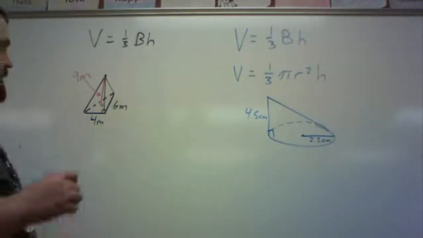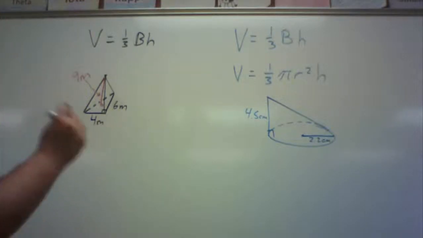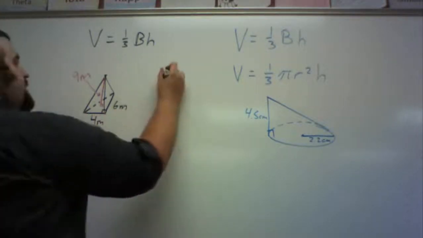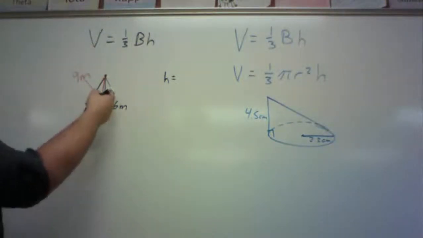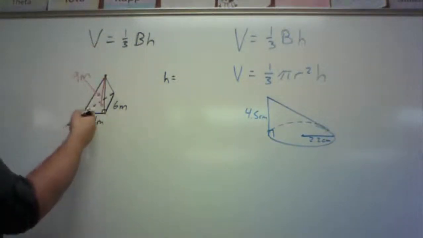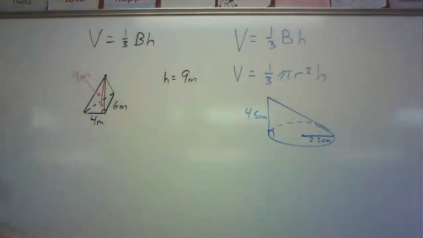So when I look at this, to find the volume of this here, the first thing I really need to do is identify the height and the base area. The height they gave me is from the vertex down to the base. So this 4 by 6 right triangle down here is my base, and my height is 9 meters.